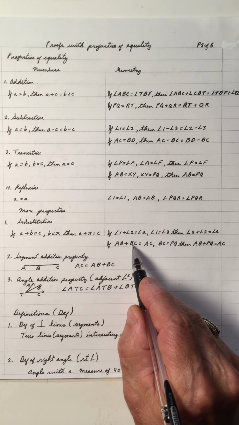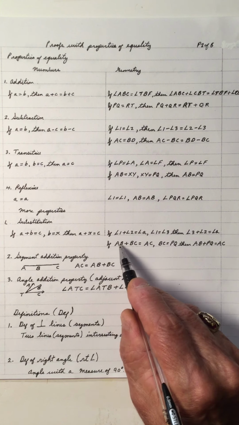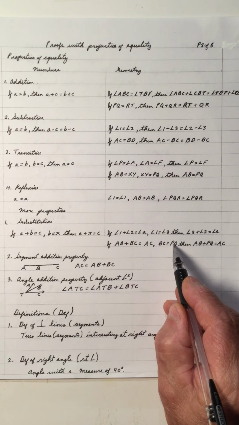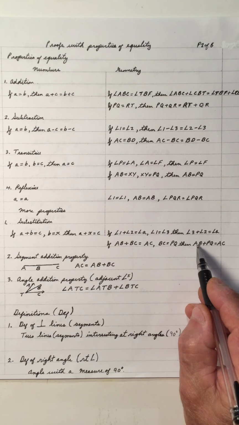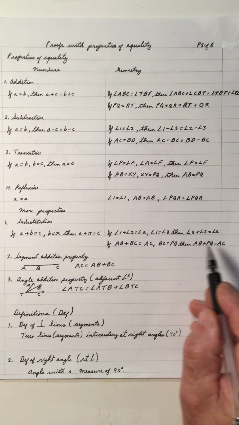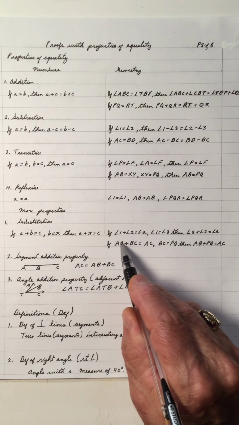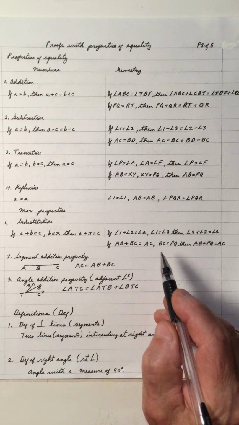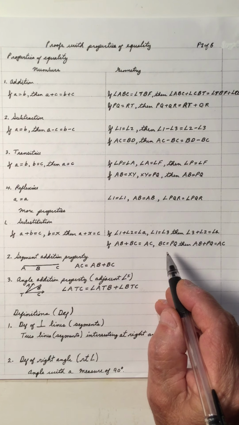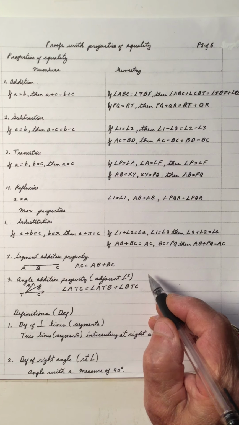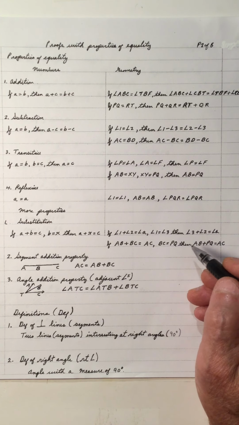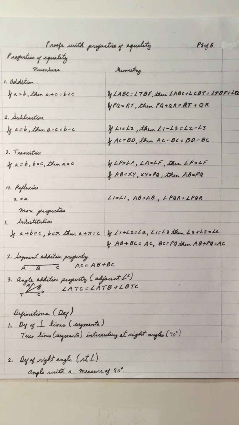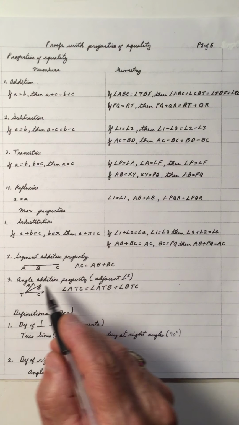If AB equals BC, and AB plus BC equals AC, and BC equals PQ, then AB plus PQ equals AC, because BC in this equation is replaced with PQ because they're equal. That's substitution, substituting in, like you would in an equation. If X equals 2 in an equation, you substitute 2 for X.